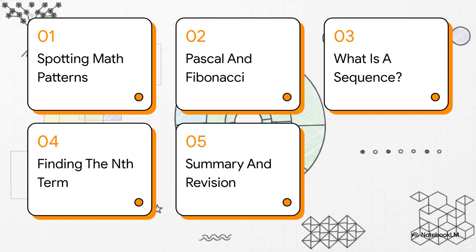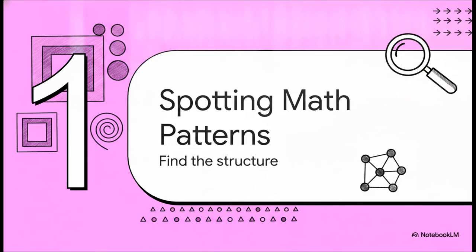Here is our quick roadmap for today. We'll be covering 1. Spotting math patterns. 2. Pascal and Fibonacci numbers. 3. What is a sequence? 4. Finding the nth term. And we'll wrap up with 5. Summary and revision tips. Let's jump right in. Section 1.